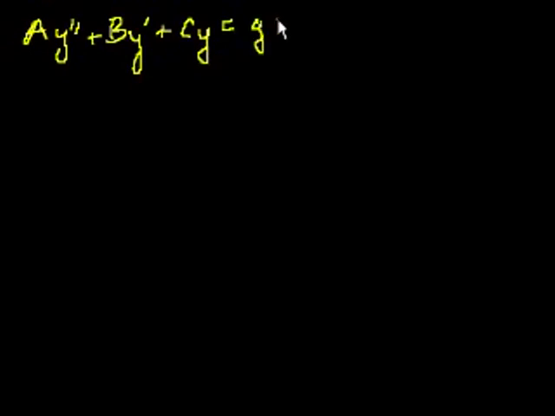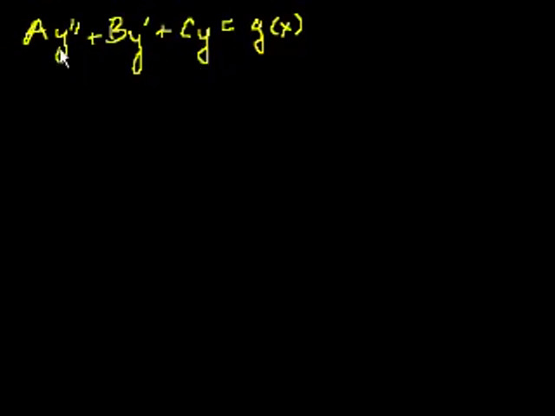We're now ready to solve non-homogeneous second-order linear differential equations with constant coefficients. So what does all that mean? Well, it means an equation that looks like this: a times the second derivative plus b times the first derivative plus c times the function is equal to g of x. Before I show you an actual example, I want to show you something interesting.